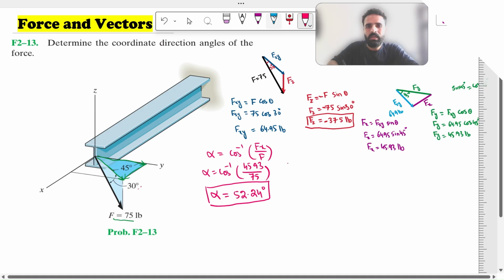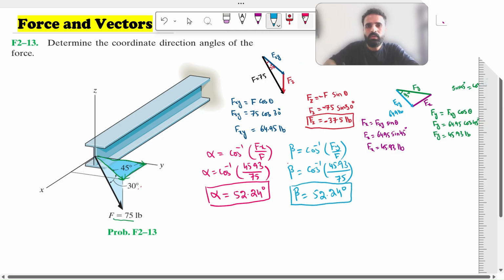Now for beta, the formula is cosine inverse of Fy divided by F. Putting the value of Fy and F, the cosine inverse of 45.93 divided by 75, the beta value will become equal to 52.24 degrees.